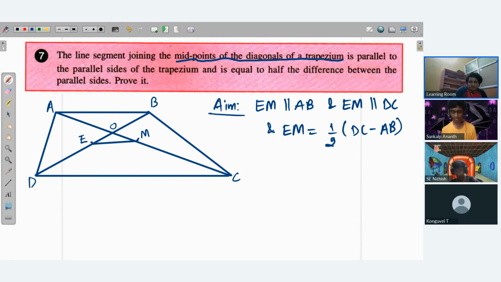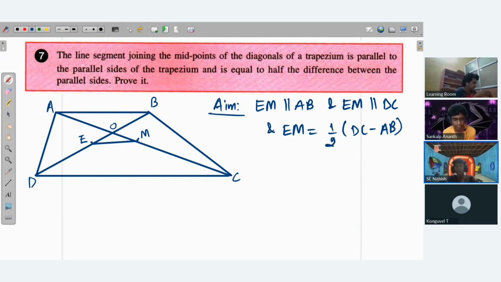Which are the diagonals in this figure of trapezium ABCD? DB and AC. So for diagonal DB, I am representing the midpoint of DB as the point E. Similarly, on the diagonal AC, I am representing the midpoint of the diagonal as the point M. I am representing it. I am not saying that it is exactly this point.